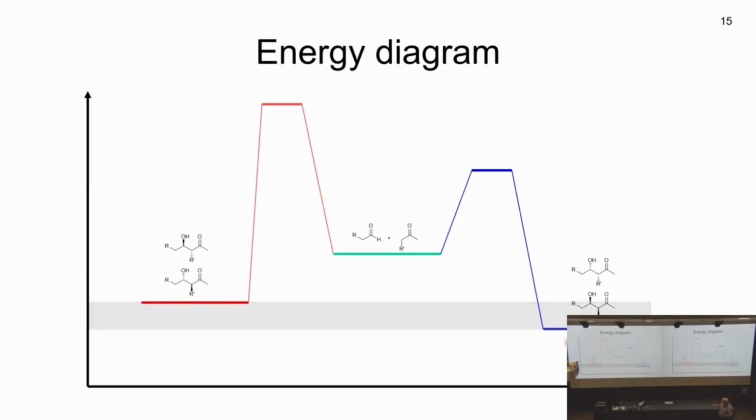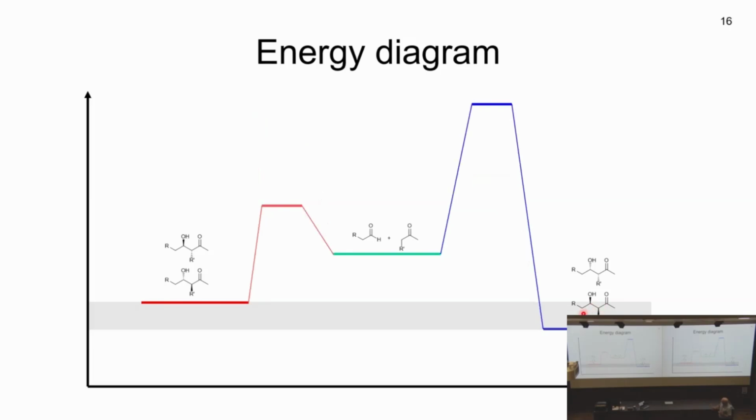So if this reaction occurs, and you have an enzyme forming this diastereoisomer, it lowers the activation barrier here, and you get this. Very simple. If it's the other way around, it lowers this activation barrier, you get this product.